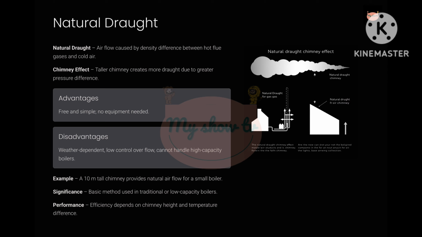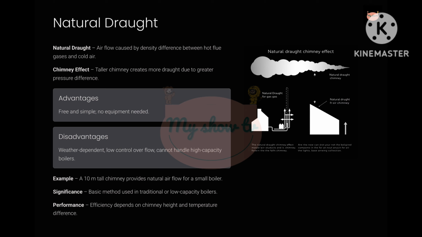Slide 3. Natural draft. Now let's understand draft, which is the flow of air and flue gases through the boiler system. Natural draft is the most basic form. It occurs naturally due to the difference in density between the hot flue gases inside the chimney and the cold outside air. This pressure difference pulls air through the boiler and exhausts gases through the chimney. The chimney height is important. Taller chimneys create more draft. However, this method is less reliable and depends on outside weather, especially wind and temperature.